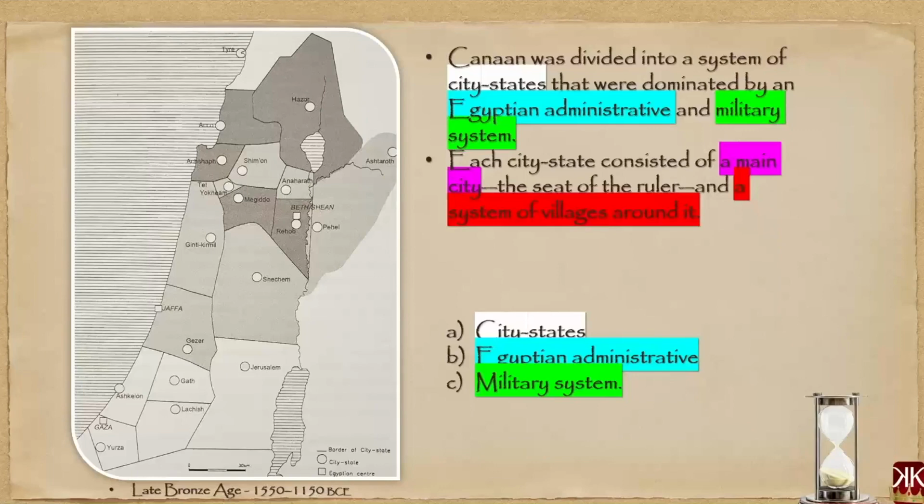Now, the size of these city-states, the extent of the territories that they dominated, and then the number of villages in their surrounding area, then the volume of their population, all varied.